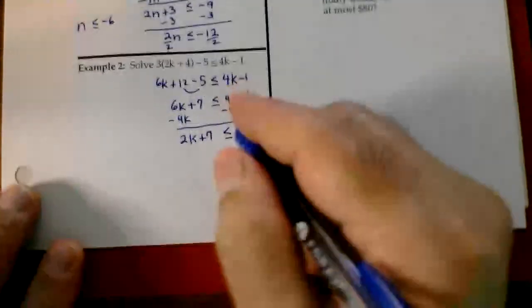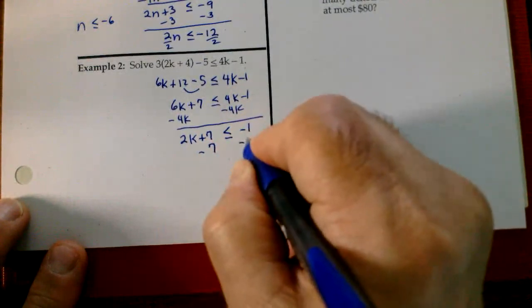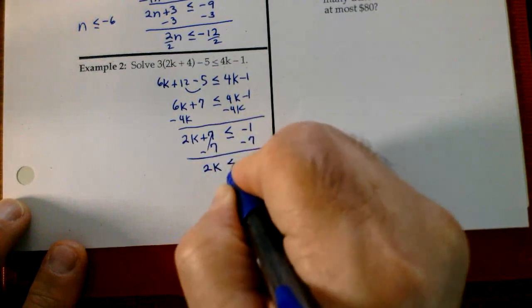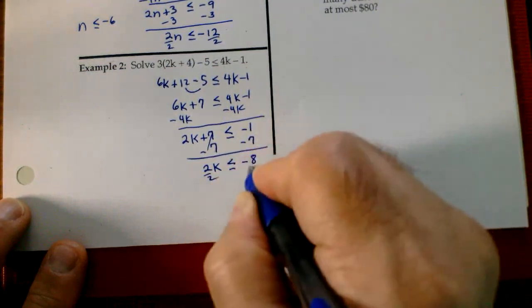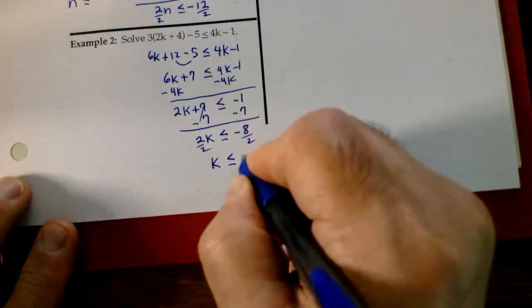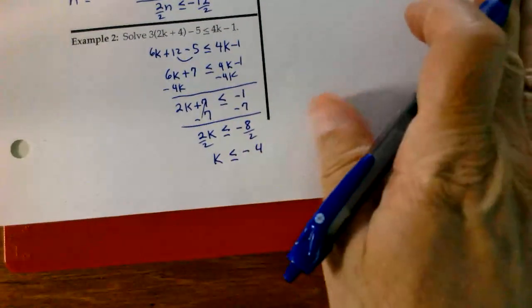It's almost like an equation if you think about it. What you do to one side, you do to the other. Take away 7. You get 2k is less than or equal to negative 8. Divide by 2 and divide by 2. And the direction stays the same because you divided by a positive number.